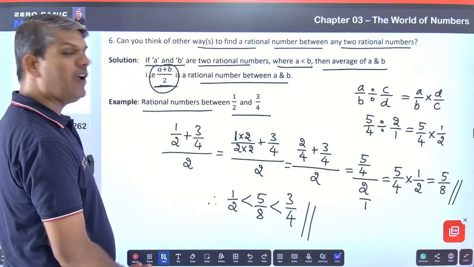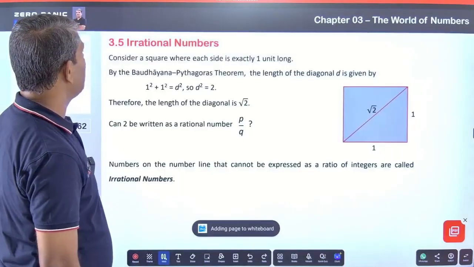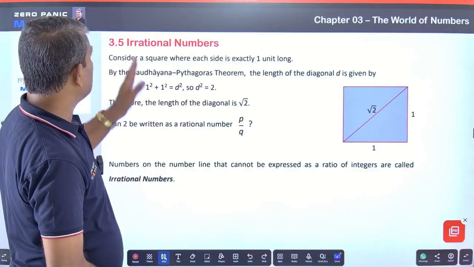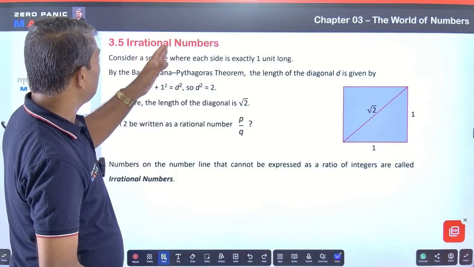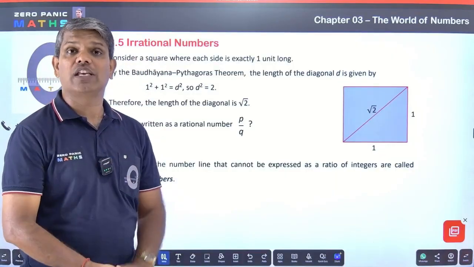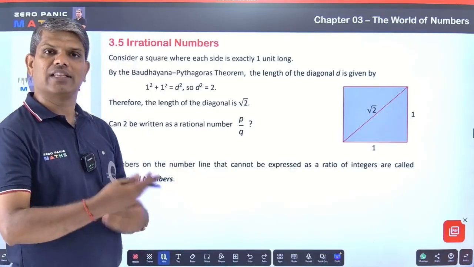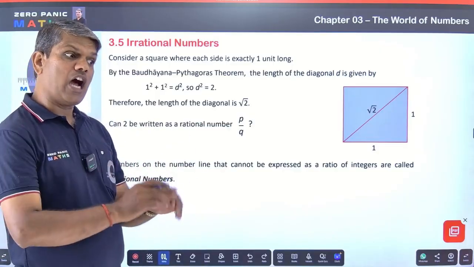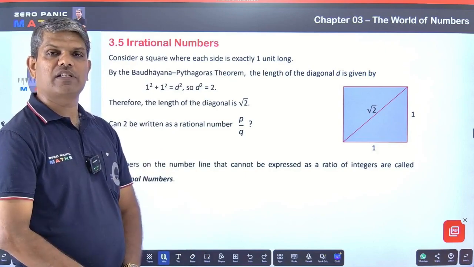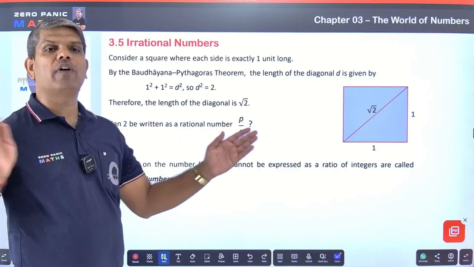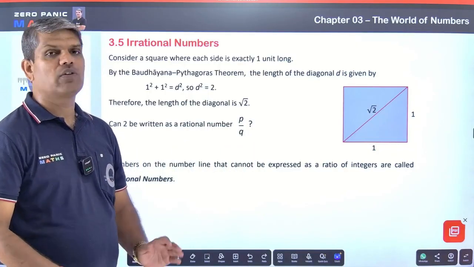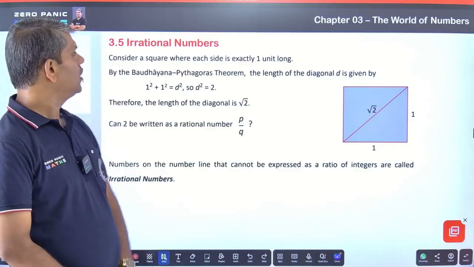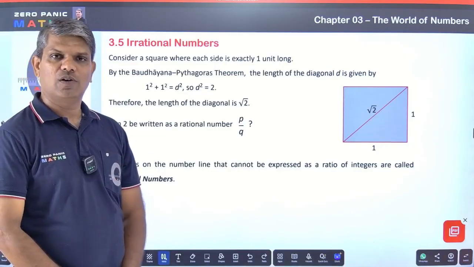Understood, right? So this completes exercise set 3.4. Let us stop our discussion here and continue with the concept of irrational numbers and representing irrational numbers on the number line in the next session. In this session, we have seen what a rational number is, how a rational number is represented on the number line, and how to find the rational numbers between two given rational numbers. Let us meet in the next session to discuss irrational numbers. Thank you.